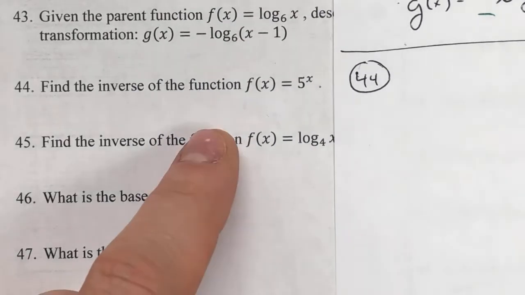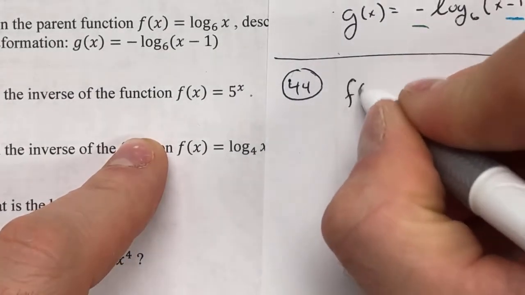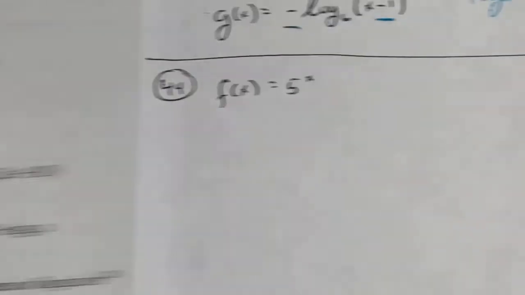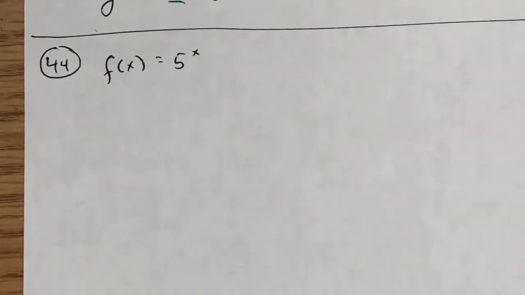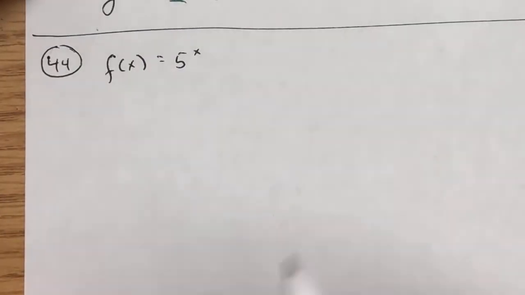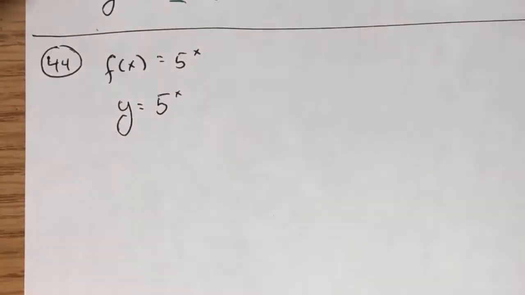Okay. So at question 44, we are going to be finding the inverse function of f of x is equal to 5^x. So let's take a look at that. Because we have this function written in f(x) notation, we may notice that we're looking at y equals 5 to the power of x.